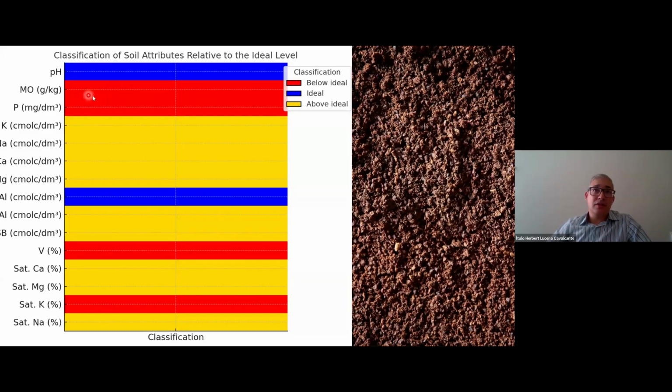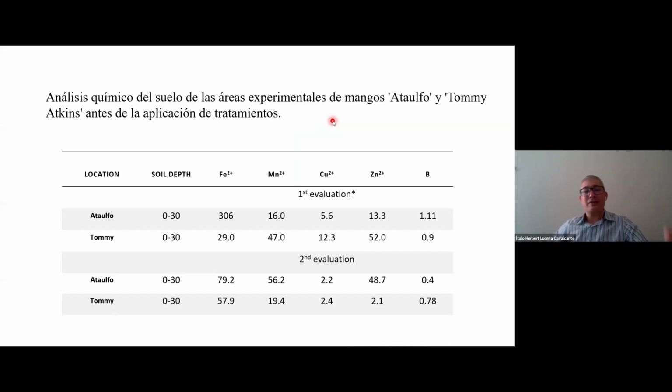So we see here the classification of soil attributes. We see here the numbers for Tommy's. So the MO was low. Potassium was low also, as well as sulfur. But some of these nutrients were above the expected results. For micronutrients, we just needed to pay more attention here.